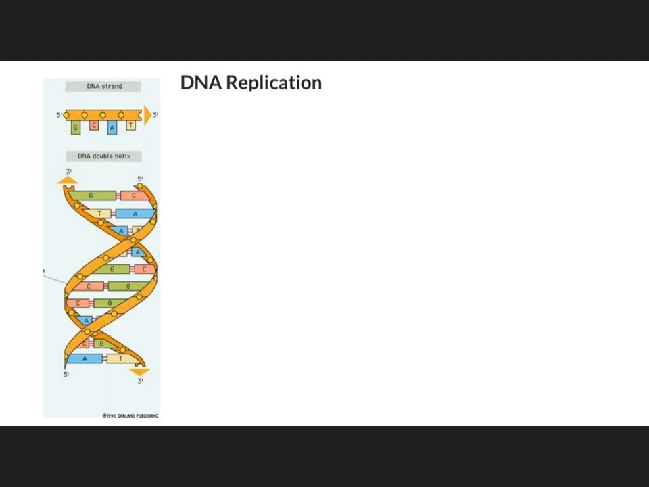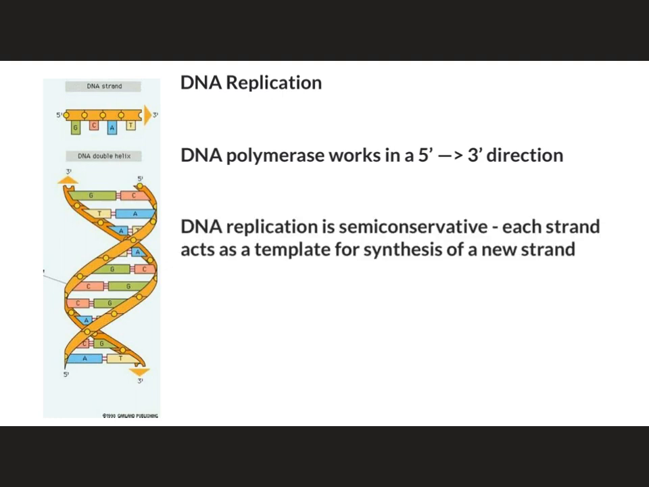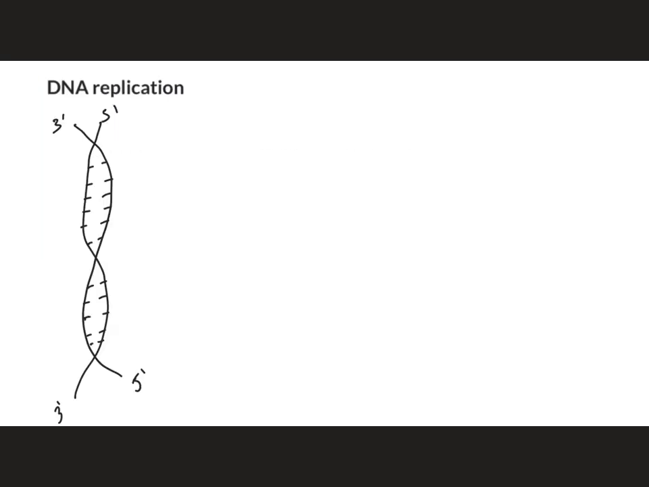And when we talk about DNA polymerase, it is going to work in a 5' to 3' direction. Another thing to understand about DNA replication is that, like I just said before, DNA replication is semiconservative, so that each strand in the double helix is going to act as a template for synthesis of the new strand. We are going to go ahead and take a look at how DNA replicates and the key players that are involved in its replication. So how does DNA replication happen?